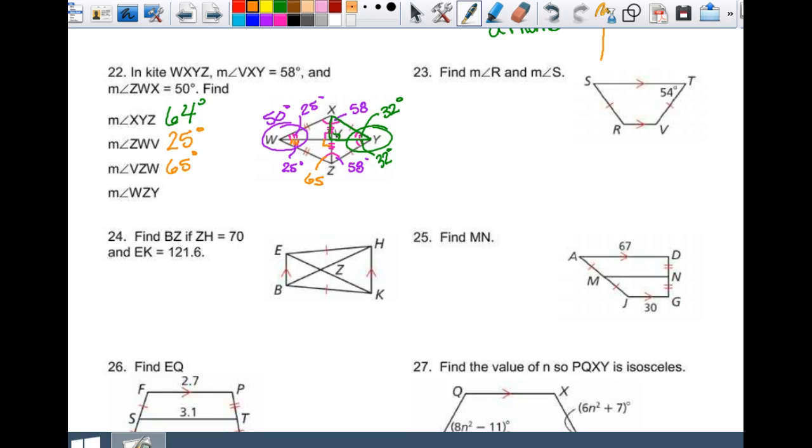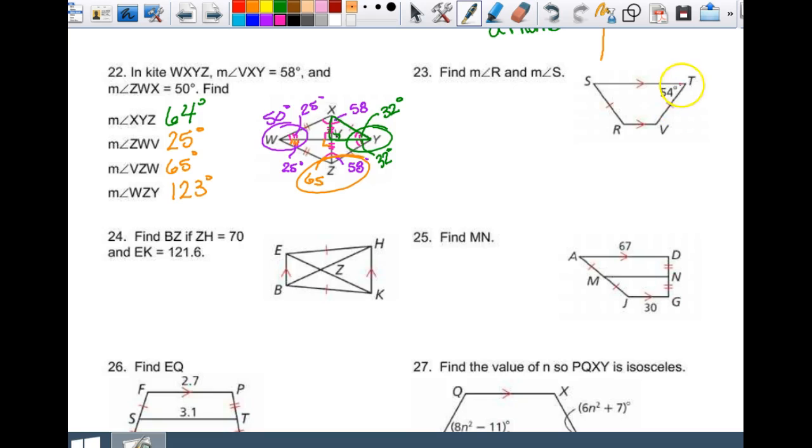BZW, is that right? BZW, yes, it has to be. Okay, sorry, second guessing myself there for a second. And then WZY, this whole thing, when I add these together, 65 and 58 is going to be 123 degrees.